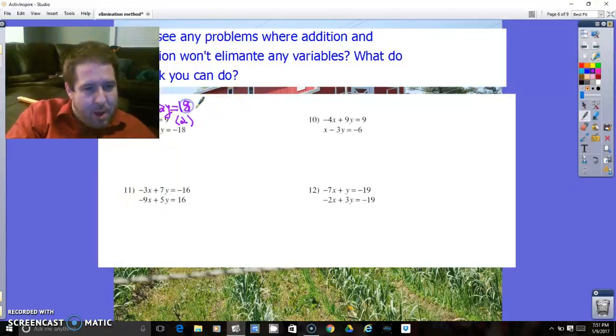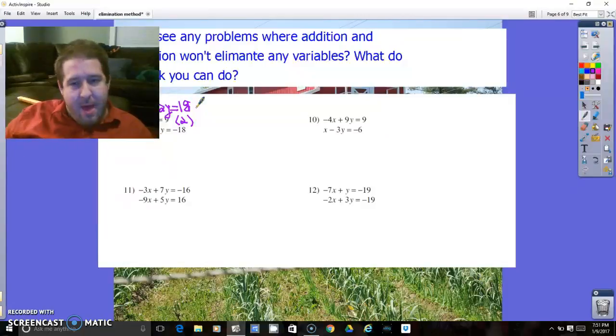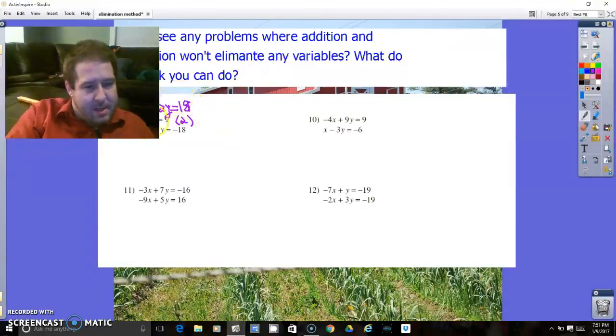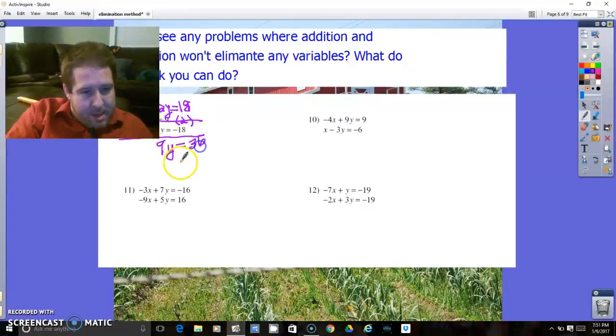The multiplication property of equality states you have to do it to everything. You have to multiply it on both sides if it's going to stay the same. So then I can cross this off and I can do the same. I can subtract. This minus this makes nothing. 2 minus negative 7 makes 9y. And 18 minus negative 18 is 36, which means y has to be 4.